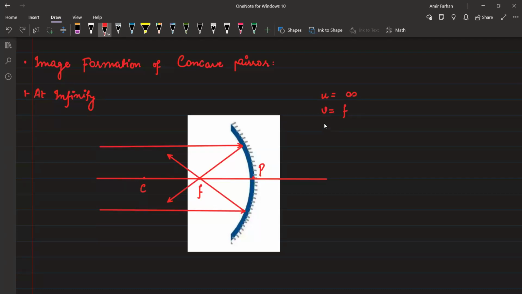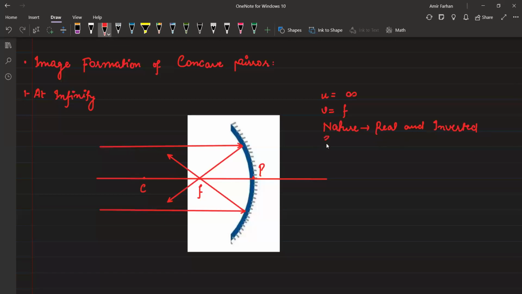Okay. So nature of the image will be, can anybody tell me what kind of image is formed? It is real inverted. Real and inverted, because the image is formed by the actual intersection of rays. So it means that it will be real and inverted.